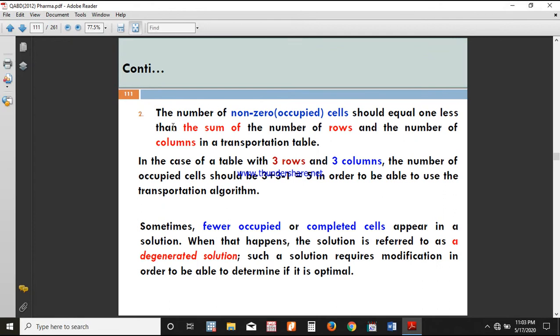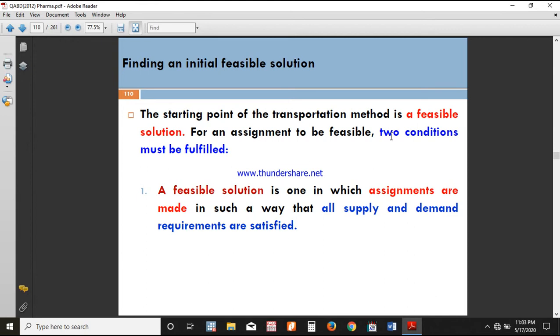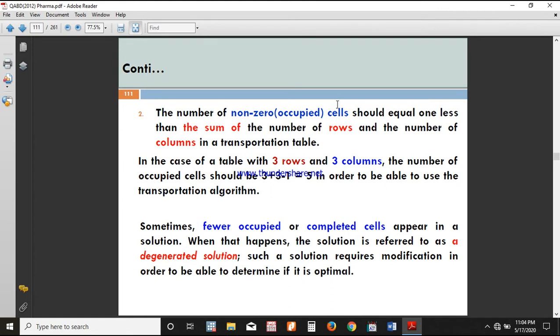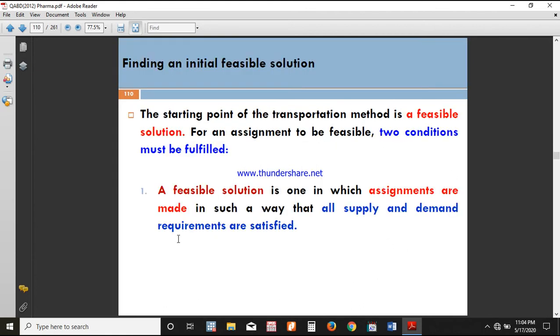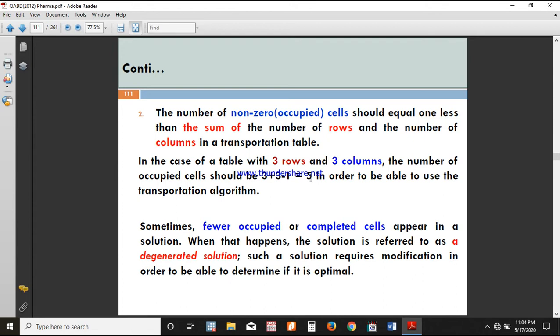The second condition in finding an initial feasible solution in this transportation model is that the number of occupied cells should equal 1 less than the sum of the number of rows and the number of columns. Here in this case, there are 3 rows and 3 columns. Therefore, the feasible solution is 3 plus 3 minus 1, which equals 5 occupied cells, needed in order to find the total cost of this model.